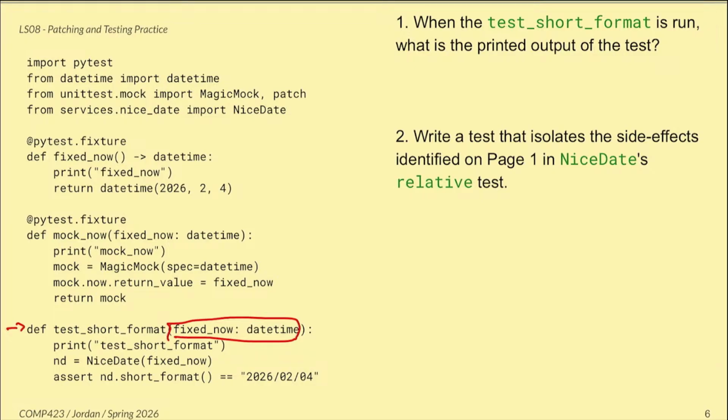And it's going to do this, and we will see fixed now gets printed as the first line. And then a new datetime object would be constructed, returned back to PyTest, and then PyTest would take that and pass that as an argument to our test function called test short format. So fixed now would be bound to an object whose values were set up and constructed there. And the first thing that happens when we enter this is we would see test short format printed.